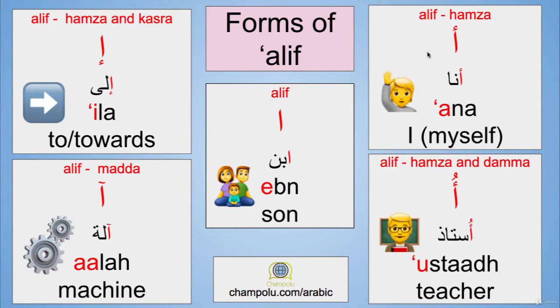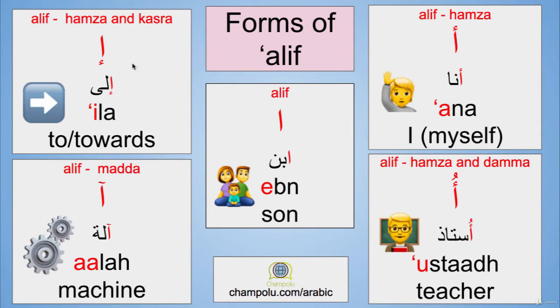So for the word meaning I or me or myself, it is ana, which starts with an alif with a hamza. Without hamza, there is not so much of a glottal stop, and it can sound as a or e, depending on the word itself. So here for the word ibn, meaning son, ibn, it starts with an alif without hamza.